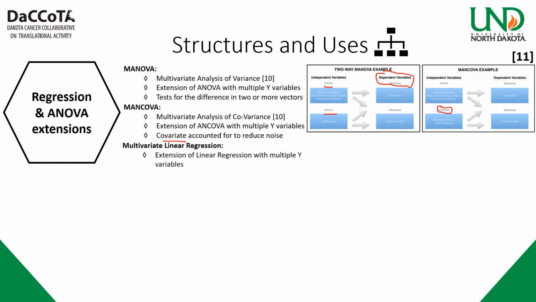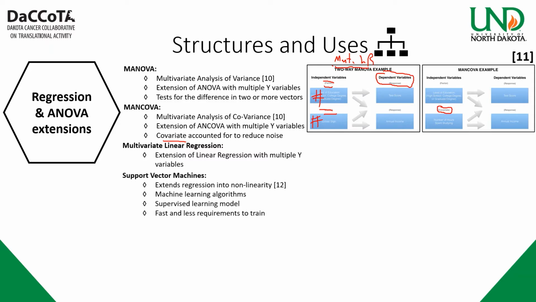Another very simple one is multivariate linear regression, an extension of linear regression, but now we have multiple y variables. Instead of factors, these would be numerical things like grade point average, or so forth.